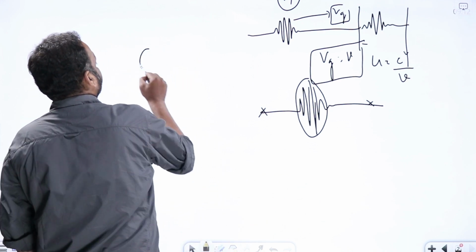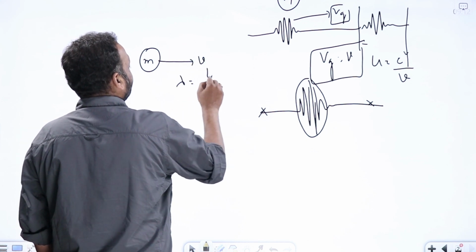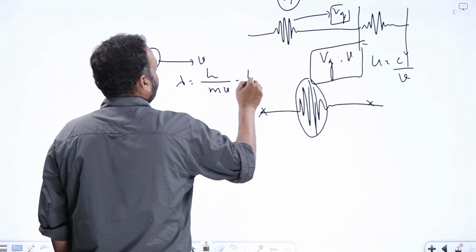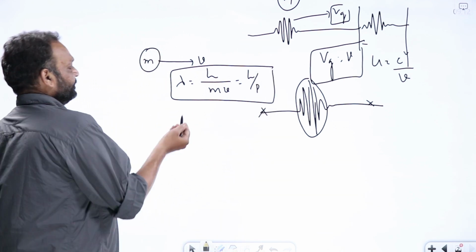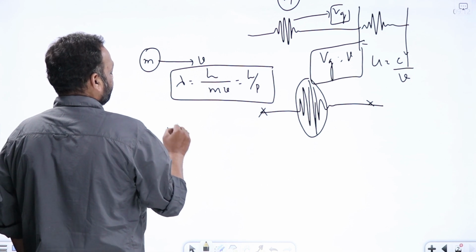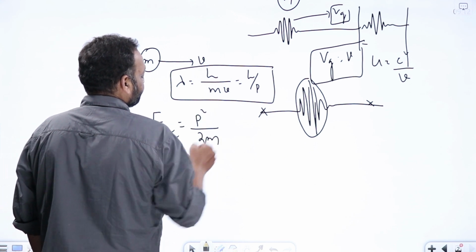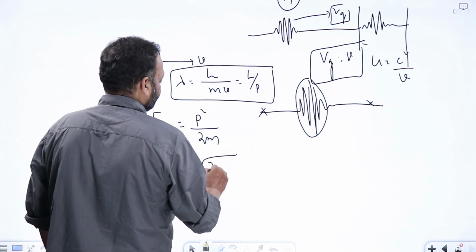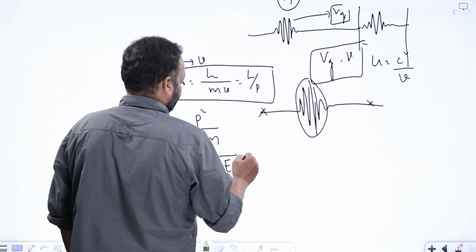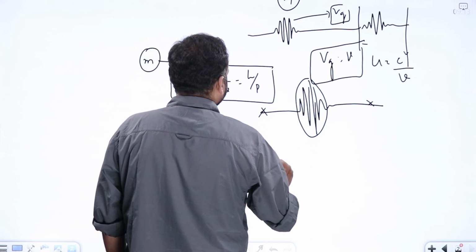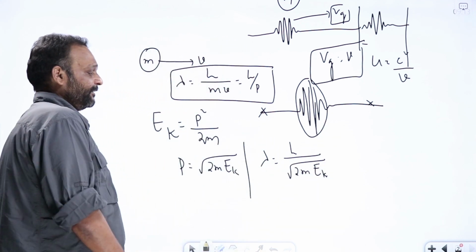So now we can say that every material particle moving with a velocity v will have some matter wave whose wavelength is given by lambda equal to h by mv, or h by p. This is now the acceptable formula. Now, in general, kinetic energy Ek equal to p square by 2m. So p equal to under root 2m Ek. Replace the momentum in the formula with this one: lambda equal to h by under root 2m Ek.